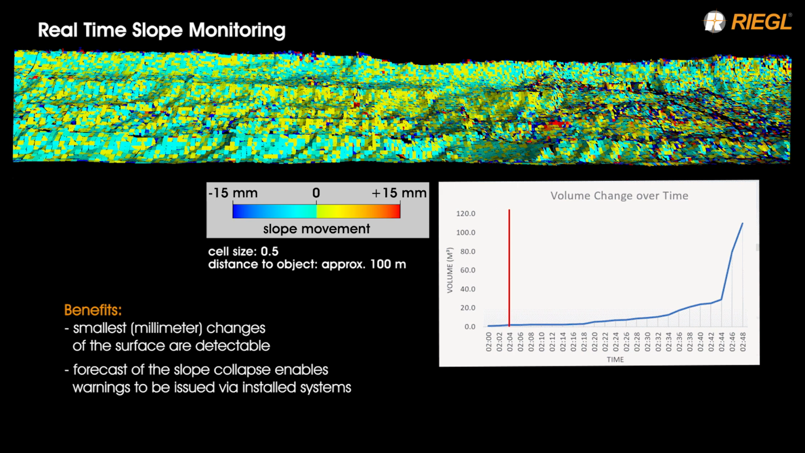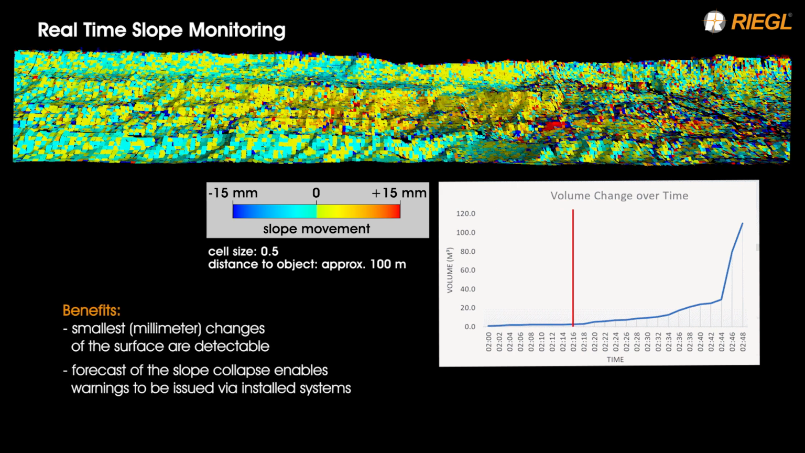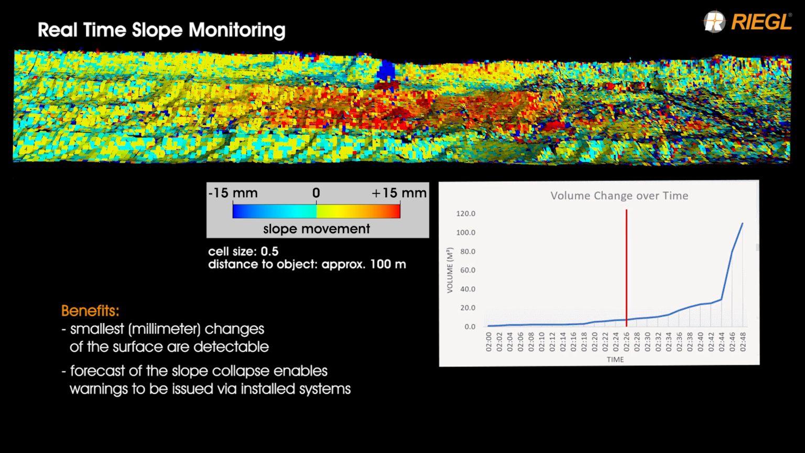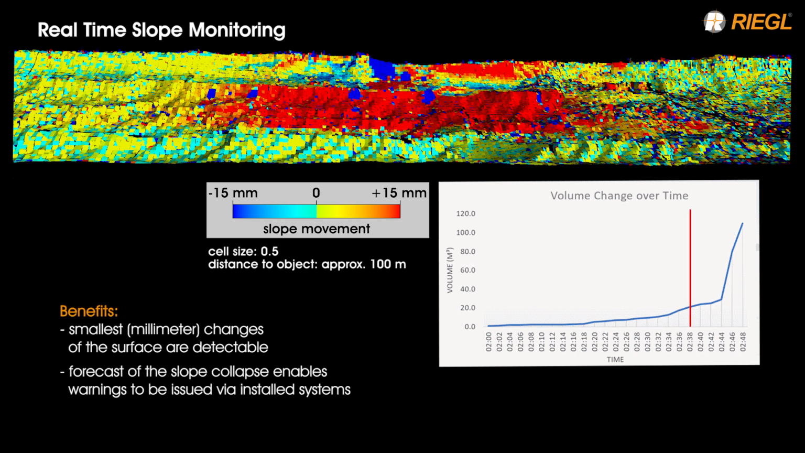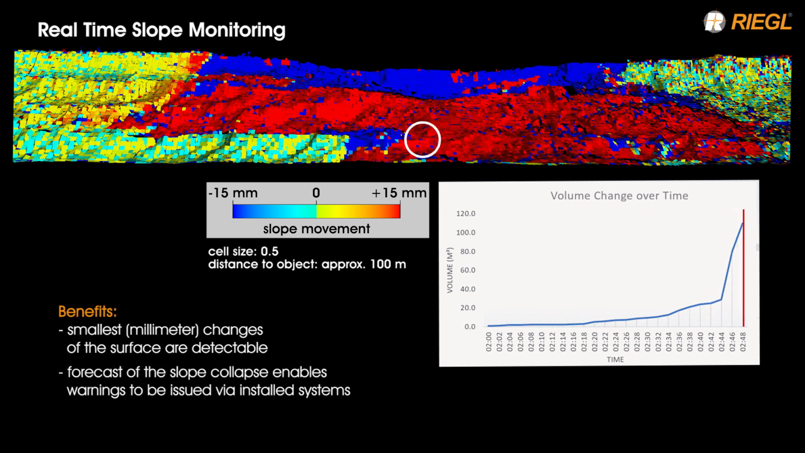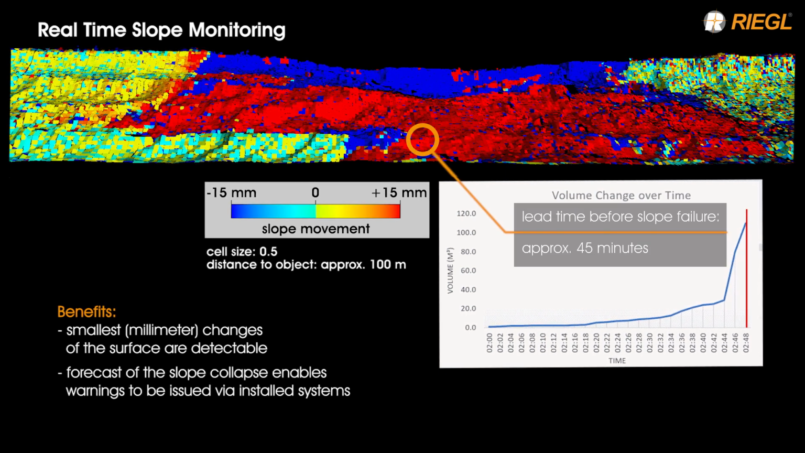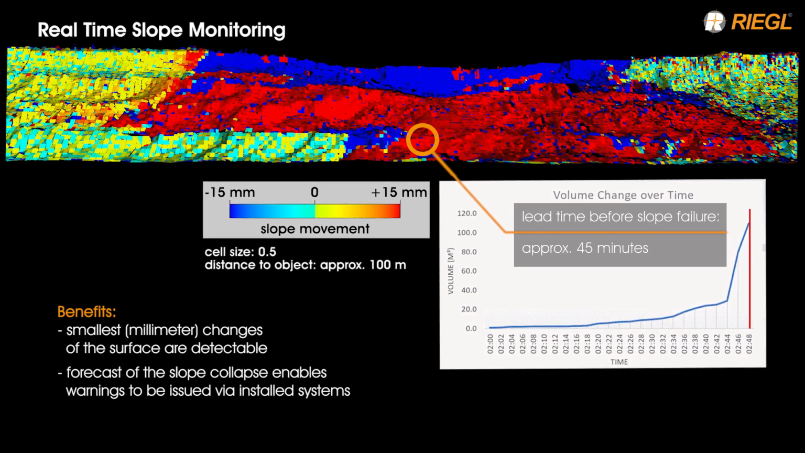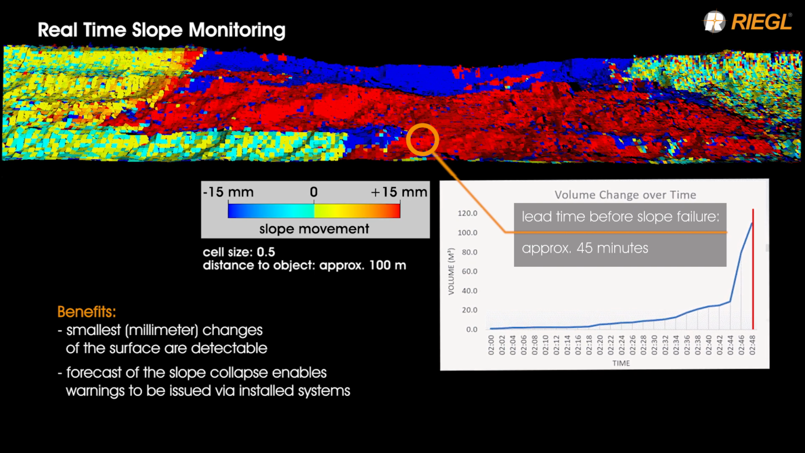Since even the smallest changes of the surface can be detected in scan data, it is possible to predict events like landslides with enough lead time. This allows the installation of systems that can issue warnings before such an event happens.